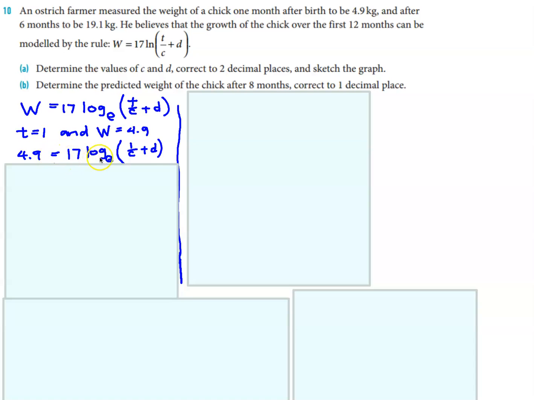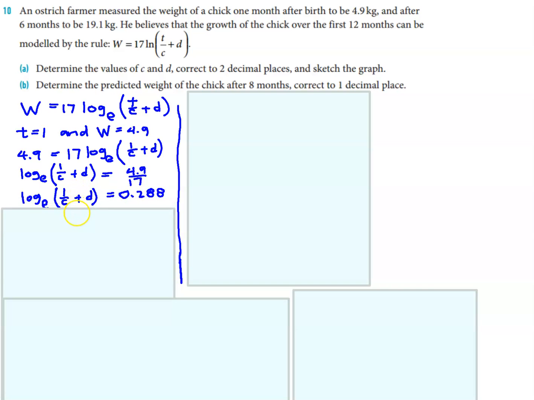The first thing I'm going to do is divide both sides by 17, which gives us that equation. I also wrote the log on the left-hand side, and the 4.9 divided by 17 on the right-hand side. Rather than write that fraction anymore, I'm going to turn it into a decimal, to 3 decimal places. The final answer has to be to 2 decimal places. One rule for working with decimals is don't round too much to start with, otherwise you'll end up with a slightly incorrect answer. So I'm going to keep it at 3 decimal places for now.